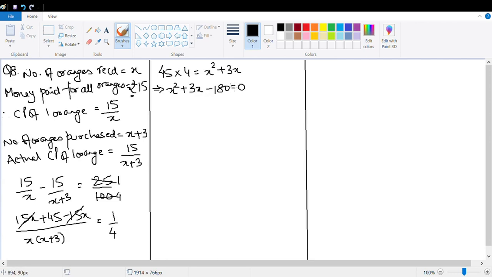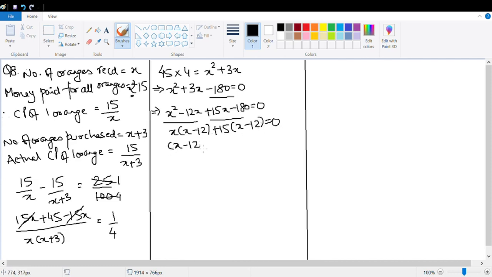I need to find factors of negative 180, the sum of which is 3. Well, we've done this many times. So this is 12 and 15. So x square minus 12x plus 15x minus 180 is equal to 0, which means let's group this now. So x times x minus 12 plus 15 times x minus 12 is equal to 0. x minus 12, x plus 15 is equal to 0, which means x is equal to 12 or x is equal to negative 15.